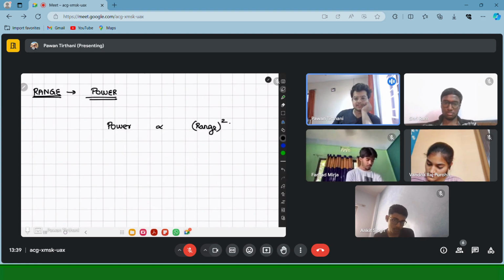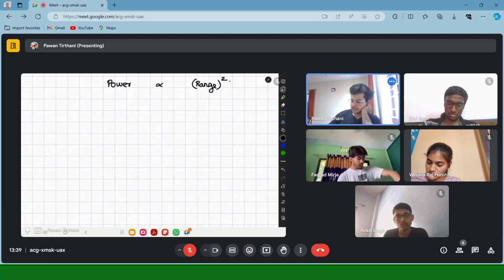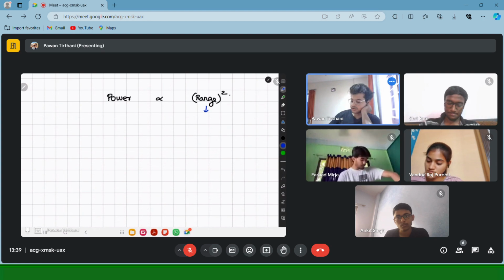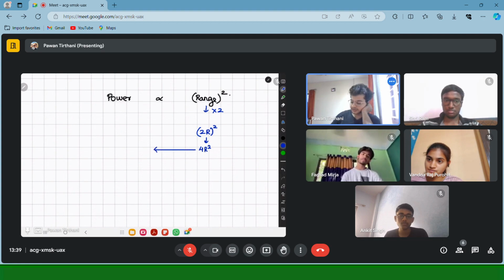What does this mean? This means that if I want to increase the range by 2 times, look what is happening. I remove the square, it will become 4r squared. So I have to increase my power by 4 times. Getting it?